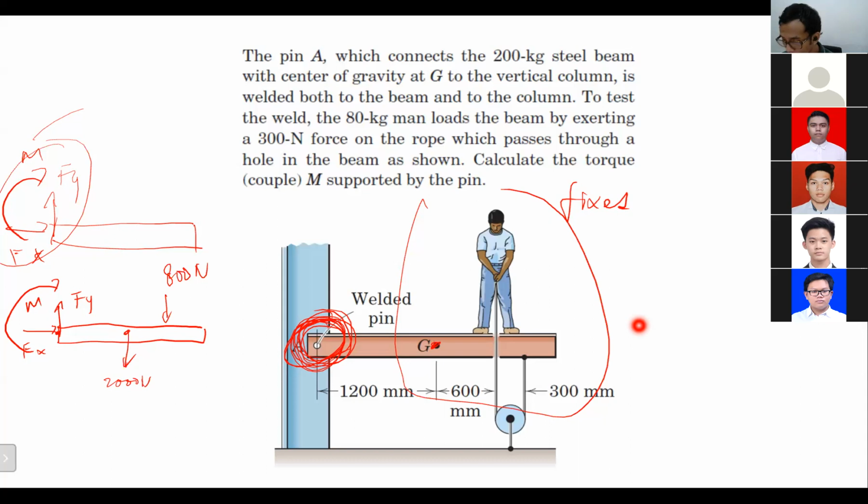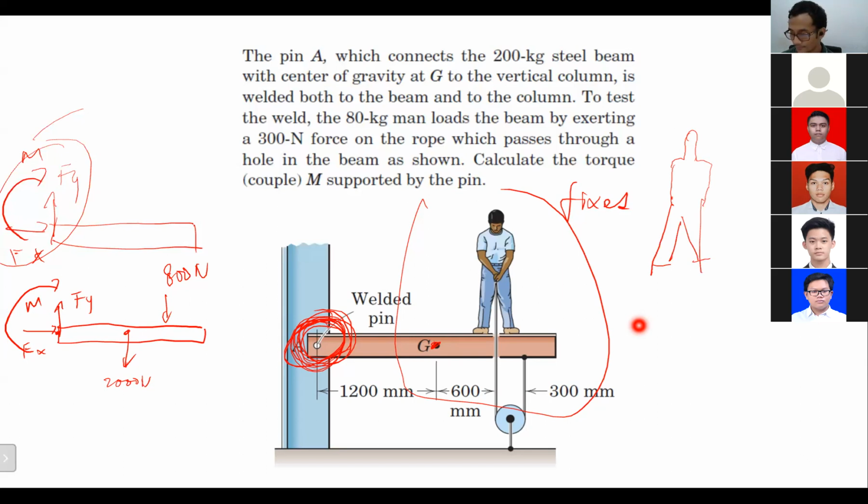Okay, then the man is exerting 300 Newton. So the man is pulling the rope. Because the man is pulling the rope, you guys are supposed to draw the free body diagram of the man first. Sir, so what you're saying is the pin also acts a force, yeah? Also a moment. Yes.